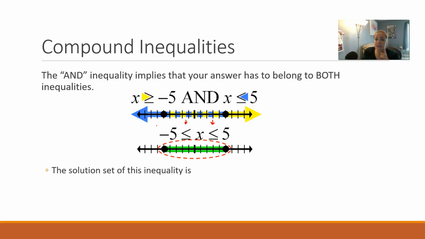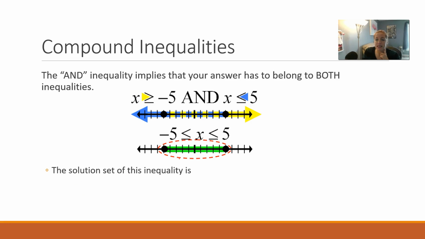You could also read this as two inequalities. The first one, x is greater than or equal to -5. And the second one would be x is less than or equal to +5. Notice that the graph of these inequalities is shaded between those two values.